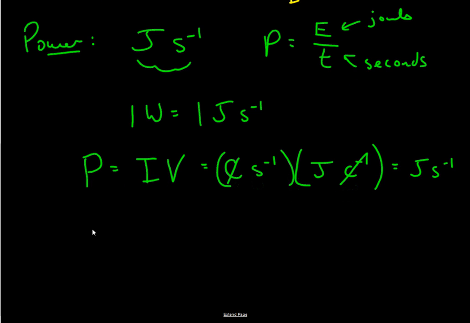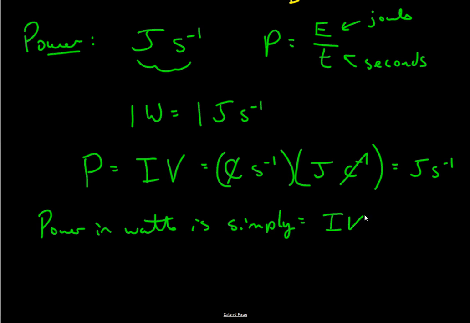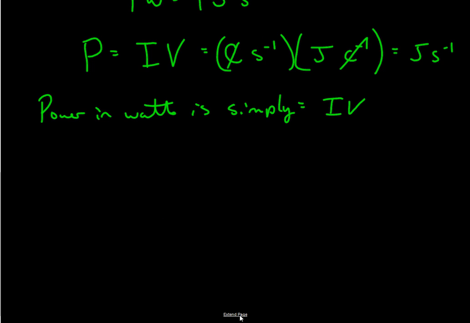Okay? Power in watts is simply equal to I times V. Okay, now can we come up with some other interesting applications or ways of writing out this formula? What we'll do next time is we'll combine power with Ohm's law.